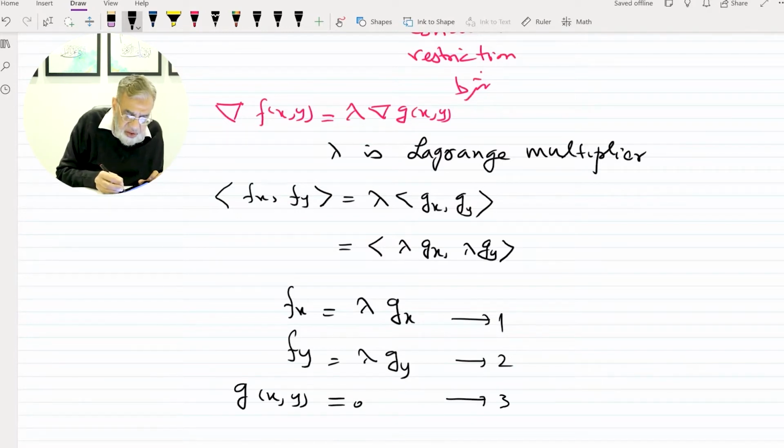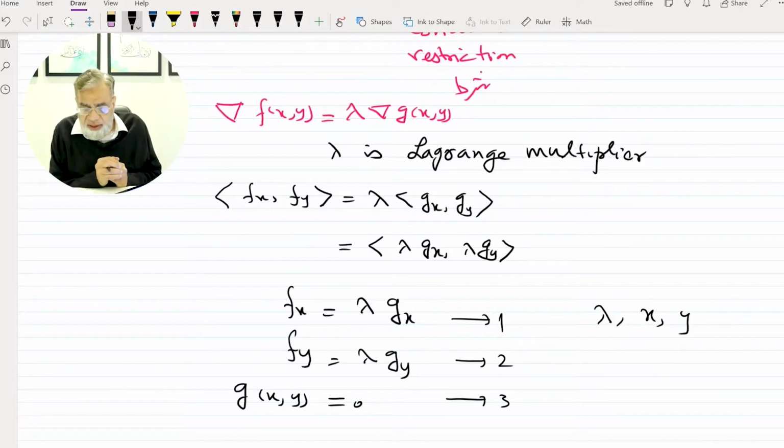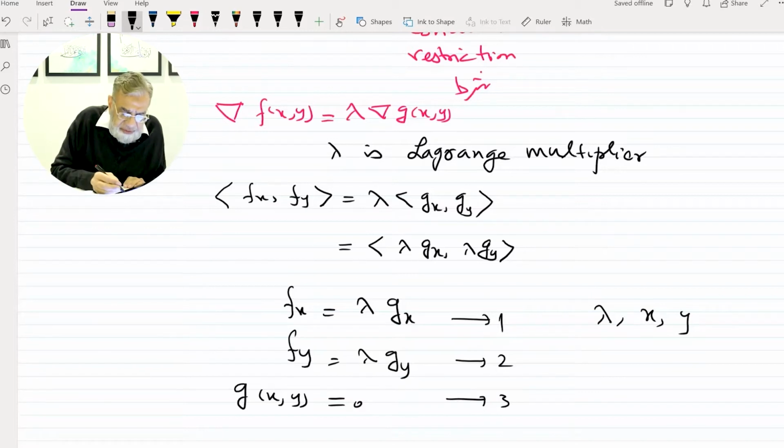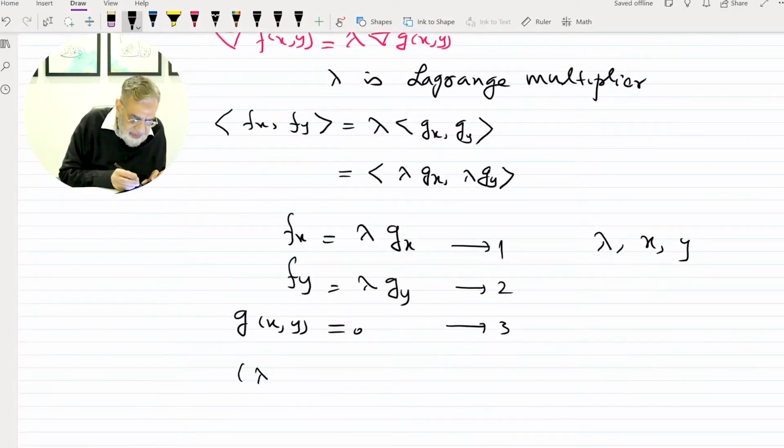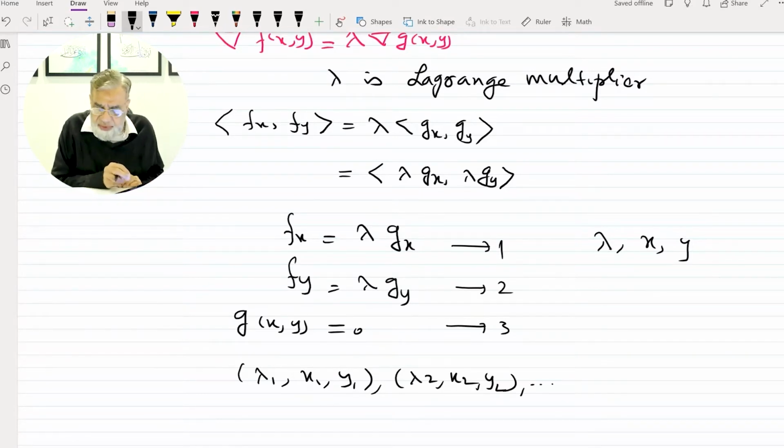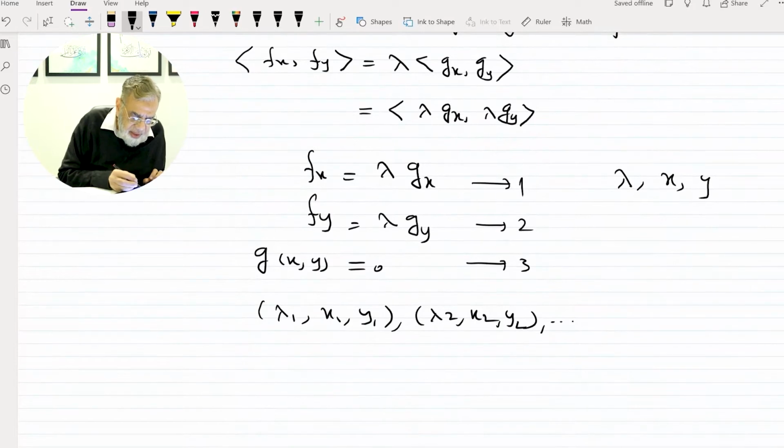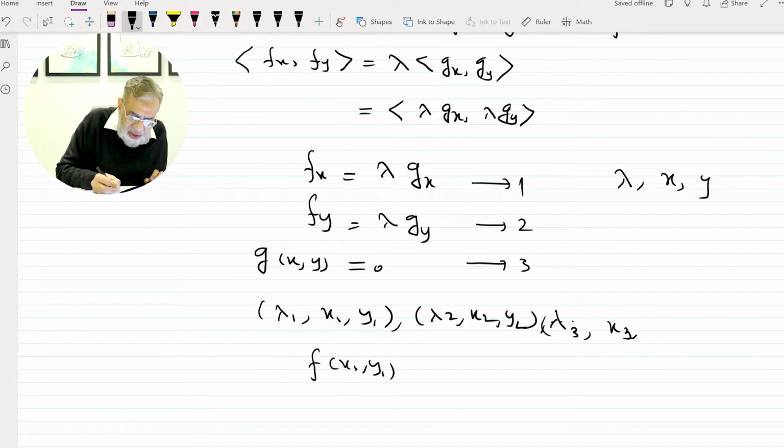These are 3 equations, so our unknowns are lambda, x and y. We will find the different solutions of this. We can have different values of lambda with the corresponding values of x and y. For example, we have lambda 1, and then we have x1, y1. We have lambda 2, and we have x2, y2, and so on. We drop the values of lambda and we find the value of the function at the point x1, y1. Here I can take one more, lambda 3 with x3, y3.